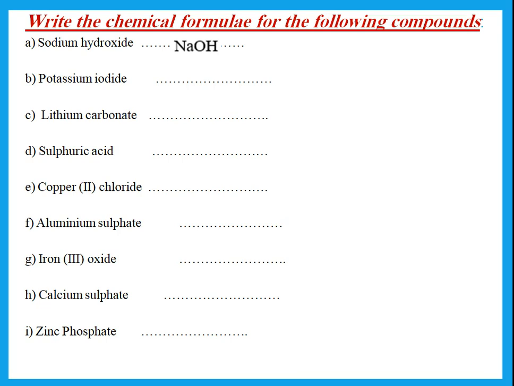Potassium iodide. Potassium from the periodic table is K. Iodide is I. Each of them has a valency of 1. Please don't forget to check the valencies. So you write the symbols and check the valencies. You put the valency of 1 under the other. Lithium carbonate. Again, I'm going to write the symbols and the valency of 1 under the other. Valency of carbonate is 2, so I put it under the lithium. Valency of lithium is 1. I don't put anything under the carbonate.